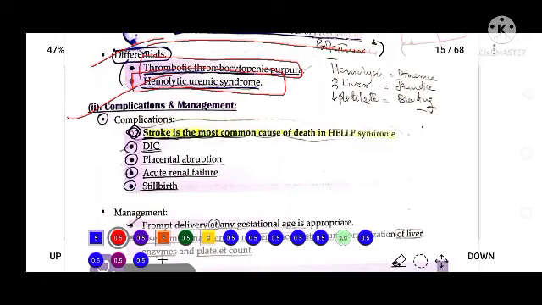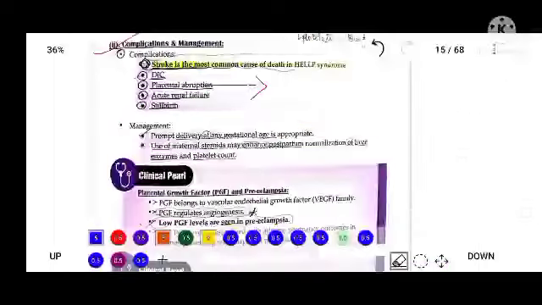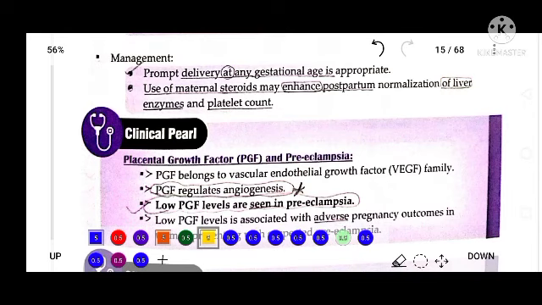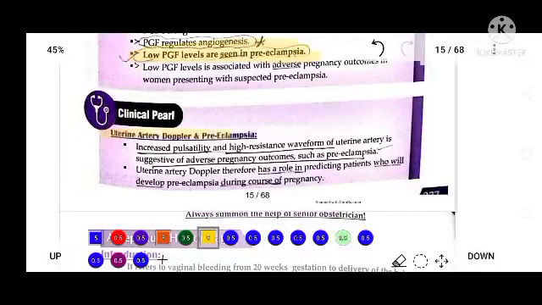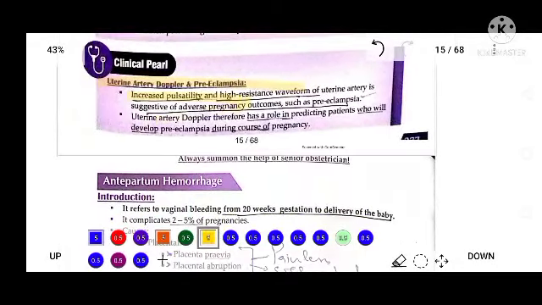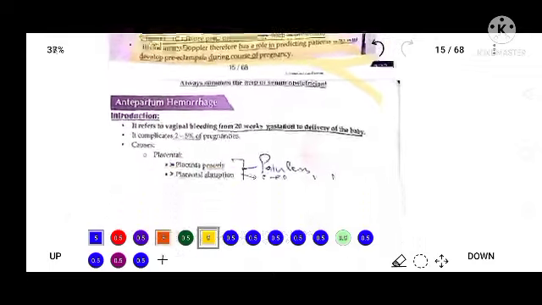The complication of this disease will be stroke, which is the common cause of death in the patient. DIC and placental abruption, early premature separation of the placenta, acute renal failure, and stillbirth can take place. So this disease presents in this way. So how can we manage this condition? For management, prompt delivery should be done, to enhance postpartum normalization of the liver enzymes and platelet count. With placental growth factor, low levels are seen in preeclampsia, and uterine artery Doppler in preeclampsia must be assessed. So in this way we can manage HELLP syndrome.